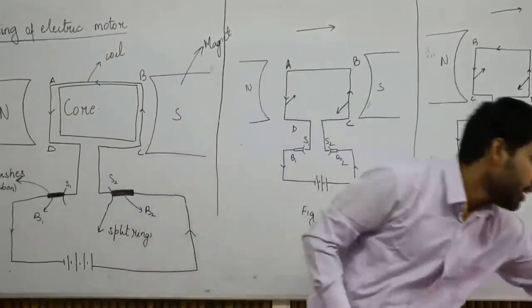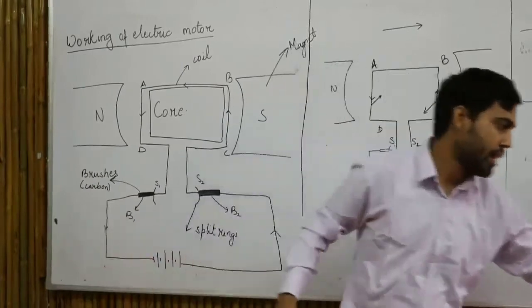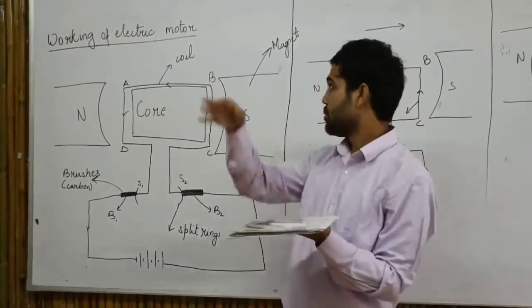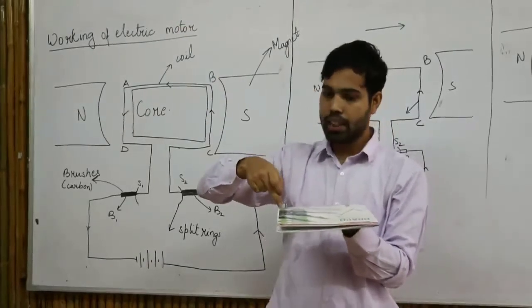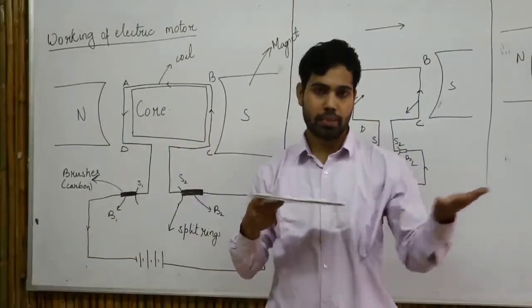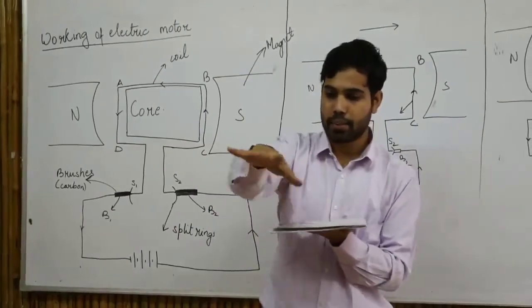If you look in this diagram, I have my north pole in here and I have my south pole in here. And suppose this is the coil. So according to the diagram, this will be my A, this will be B, this will be C and D. So keep this in mind. This is my north pole, this is my south pole, and this is the coil. And I am connecting this with some circuit.